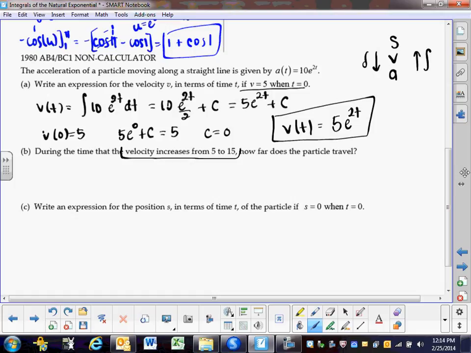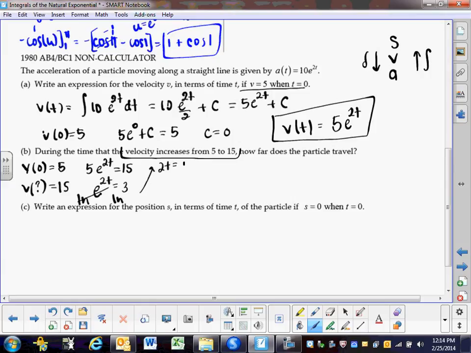Okay. Now the next part says, during the time the velocity increases from 5 to 15. The most common mistake is that students skim through this and it says during the time, and they assume the time is 5 to 15. But it's not the time, its velocity is from 5 to 15. So we know that at time 0, the velocity is 5. The question is, what time would the velocity be 15?